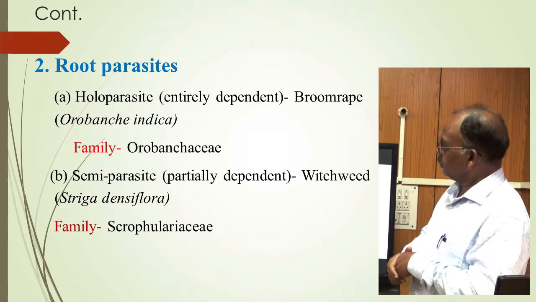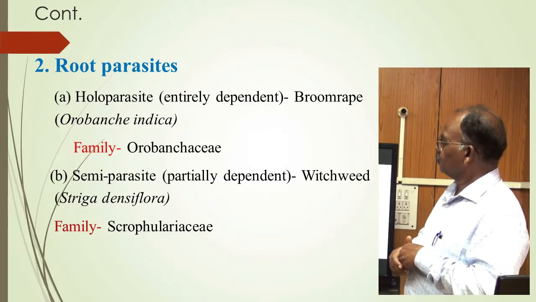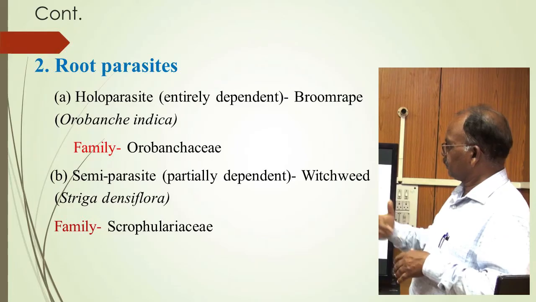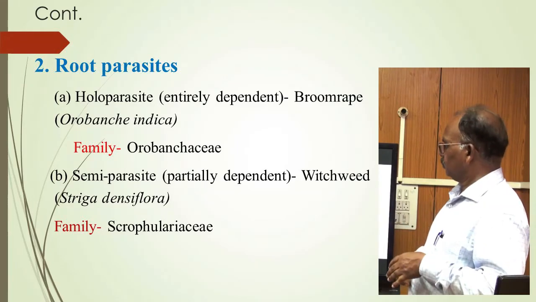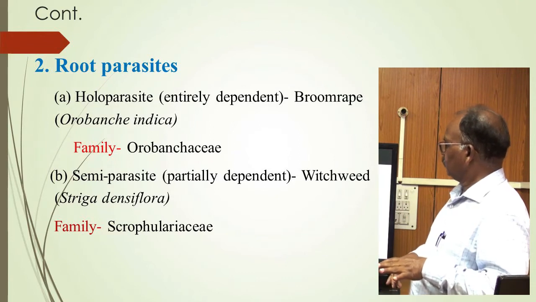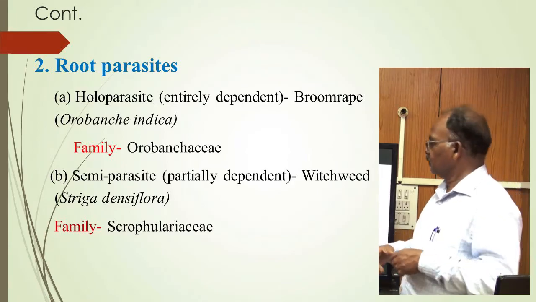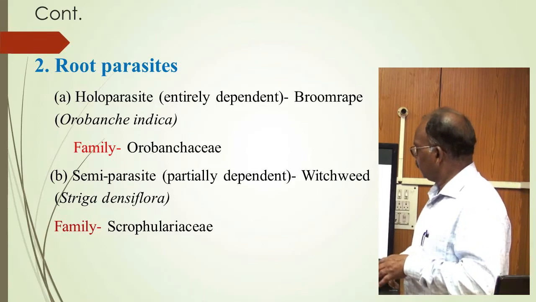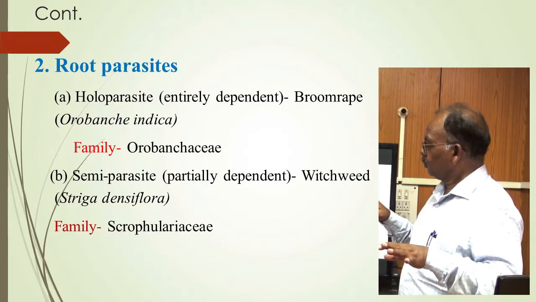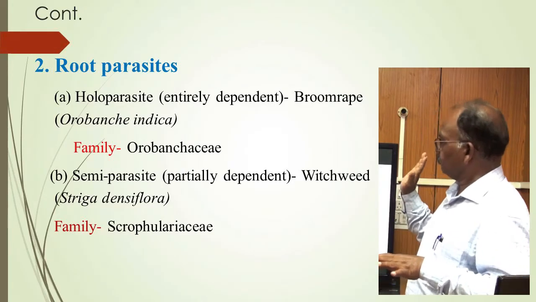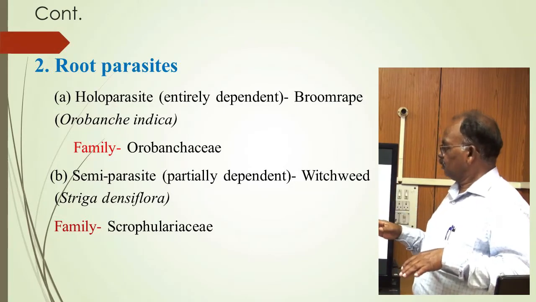Root parasites are also further classified into two groups: holoparasite and semi-parasite. Holoparasite means entirely dependent on the root, such as broomrape, that is Orobanche indica. It belongs to the family Orobanchaceae. It is a major problem in tobacco and solanaceous crops.